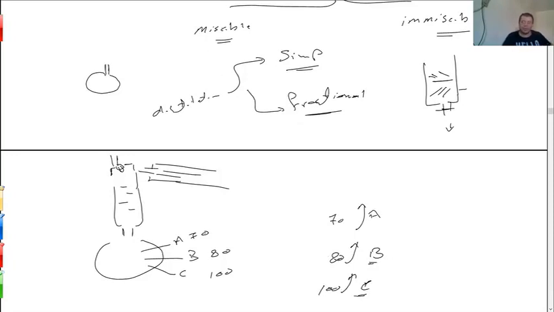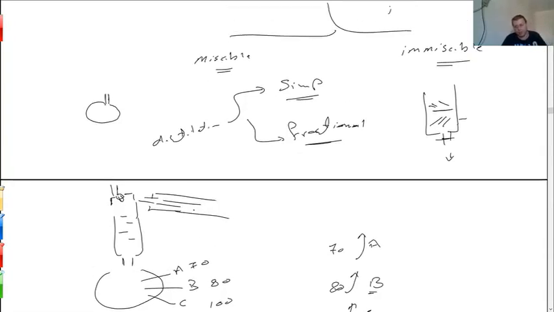But those are the methods which are needed to separate the components of the mixture if it is a liquid-liquid mixture, miscible or immiscible.